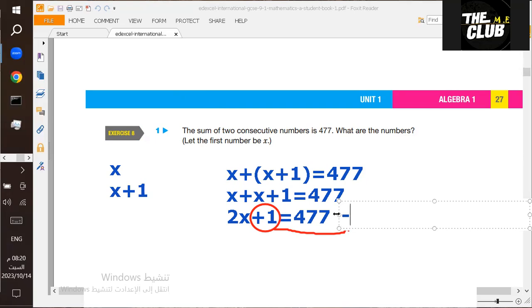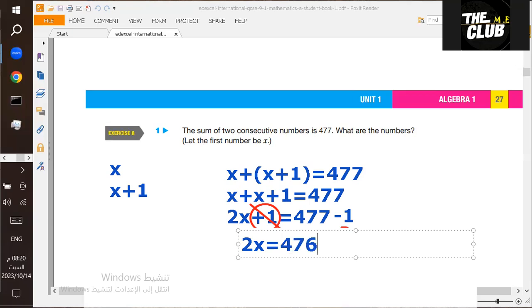It will be minus 1. So 477 minus 1, like this, because I moved it from here. I'll remove it from here. So the end result will be 2x equals 477 minus 1, which is 476. Okay. And then because the 2 is multiplied here, I'll take it by division. I'll take it by division like this. It equals 238.